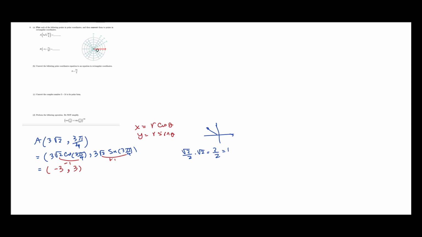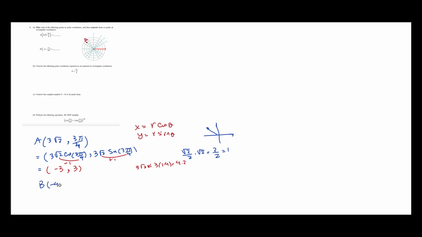Negative 3 and 3, and I know the radius is 3 square root of 2. Here is 1, 2, 3, and 3 square root of 2. Let me see what that radius is. 3 square root of 2 is approximately 3 times 1.4, which is 4.2. So it sits approximately somewhere around there. That's A. And then I have to find B.